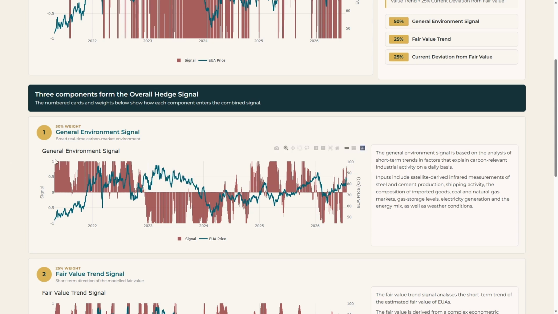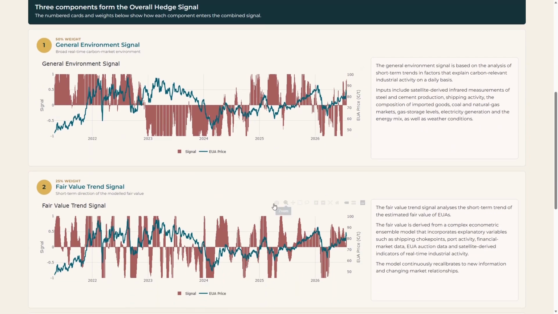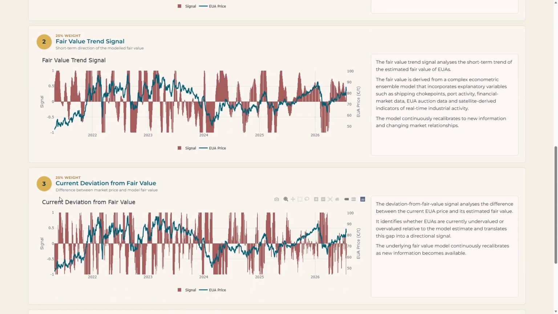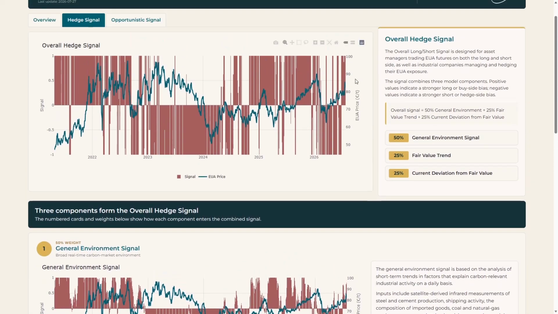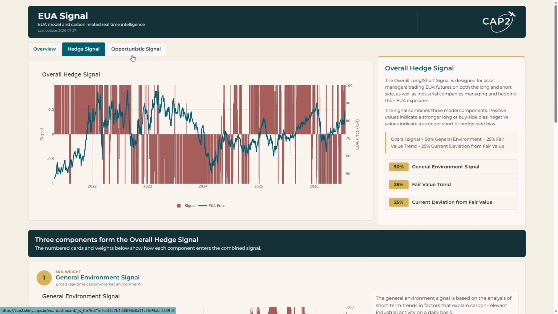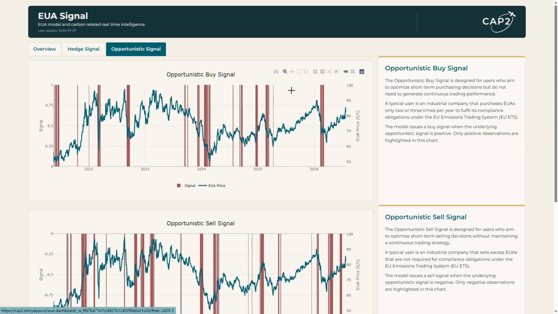For example, the current general environment signal would go long on EUAs. The trend signal, when it comes to the fair value, would also say, okay, you need to go long. And only our model that shows the current deviation from fair value would actually for itself go short. But if you combine those three models, then you would end up in a long position, which of course also was a good positioning in the last couple of days and weeks.